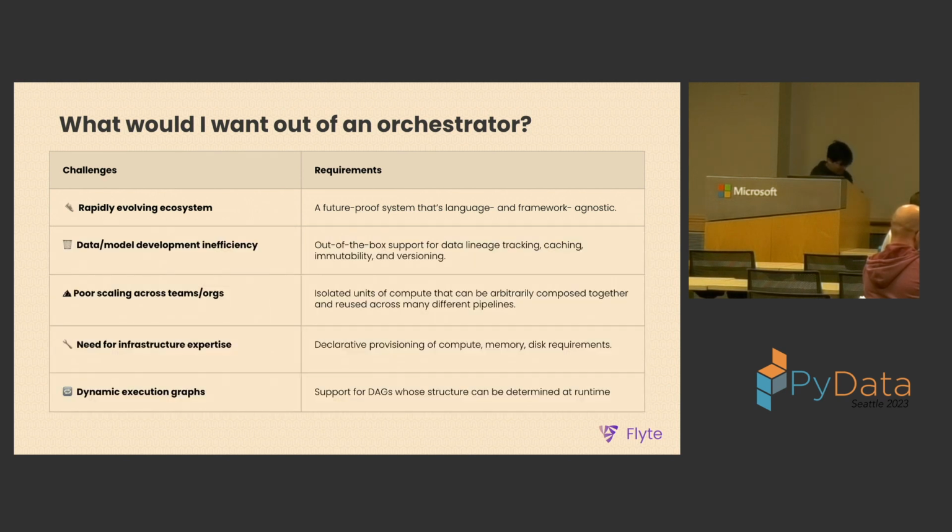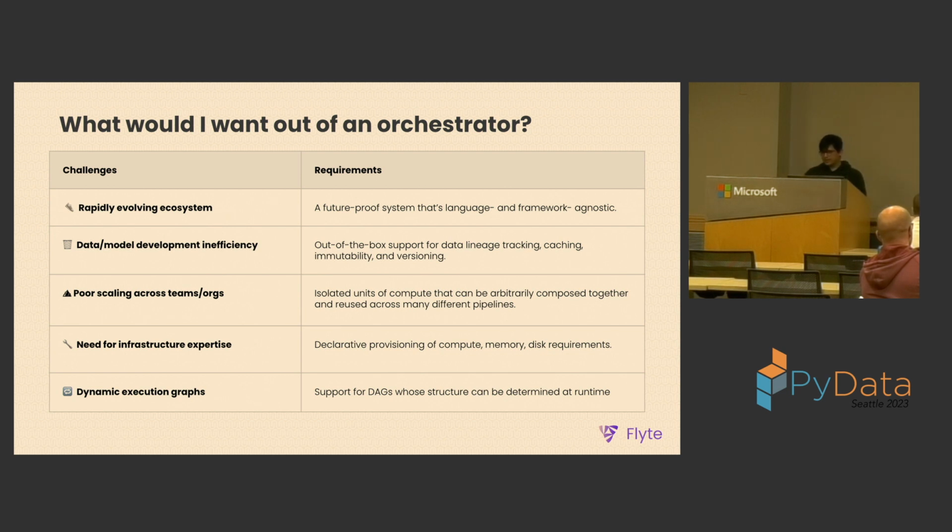For each one of these 5 challenges, this is what I would love to see in an orchestrator. I want to be able to use whatever tool is appropriate for the problem. In the data science and machine learning space, Python really is king, but we're starting to see people using different languages and different frameworks. What if we had a way of accommodating all of that in a single system? I want out-of-the-box support for all things versioning, lineage, caching, immutability. This will help me build bulletproof pipelines.